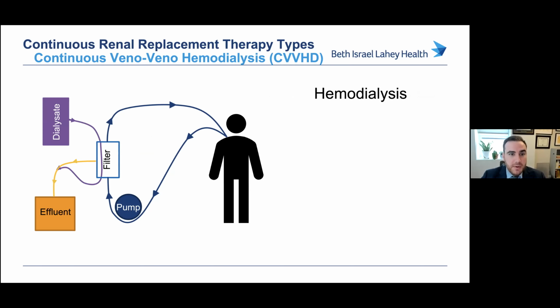The next is continuous veno-venous hemodialysis. Same setup as before without the replacement fluid. And the dialysate will help drag solutes out of the blood as blood flows through the filter.